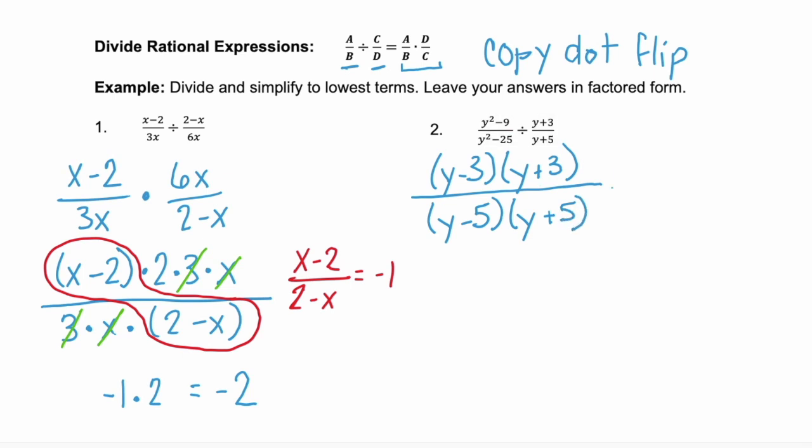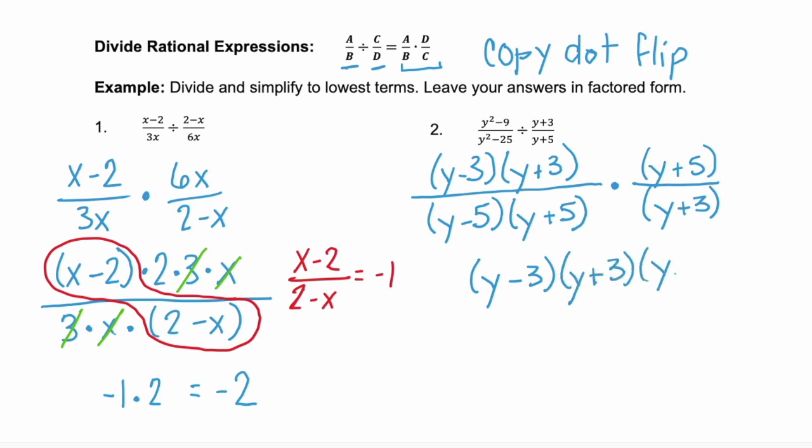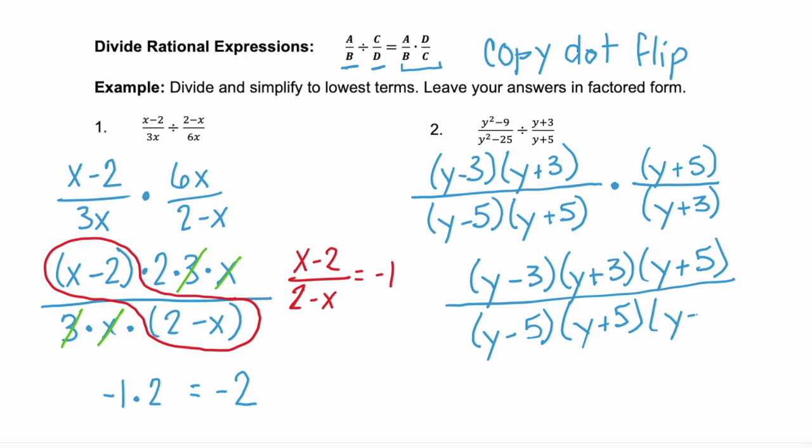We change our division to multiplication, and we find the reciprocal of that second rational expression. So the reciprocal of our divisor here is y plus 5 over y plus 3. And now we can multiply our numerators together. So y minus 3 times y plus 3 times y plus 5. Multiply those denominators together to get y minus 5 times y plus 5 times y plus 3.